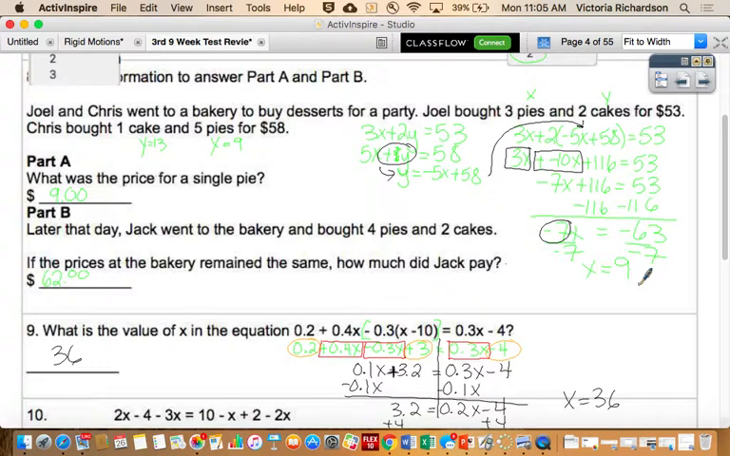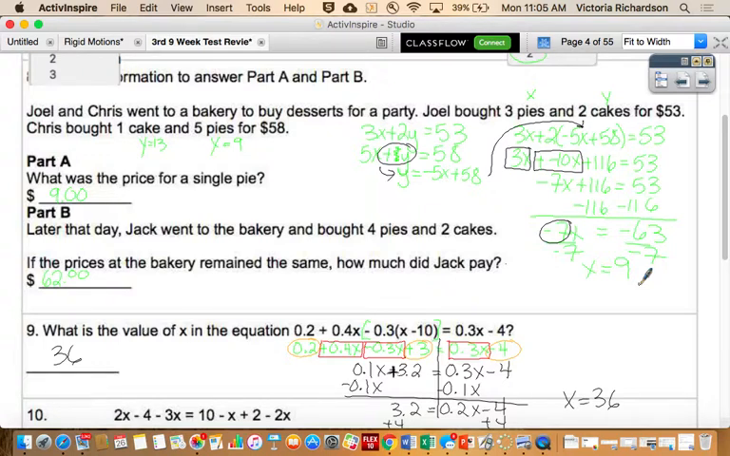Now remember, x represents pies. So it says, what was the price for a single pie? $9. Okay, we know that now because we solved for x. So it says, later that day, Jack went to the bakery and bought 4 pies and 2 cakes. If the prices at the bakery stayed the same, how much did Jack pay?